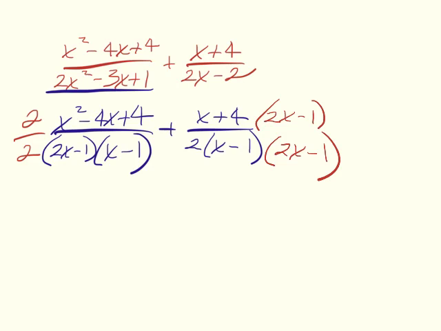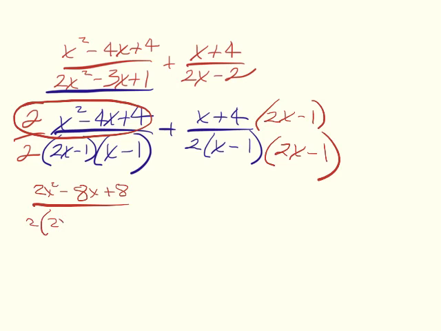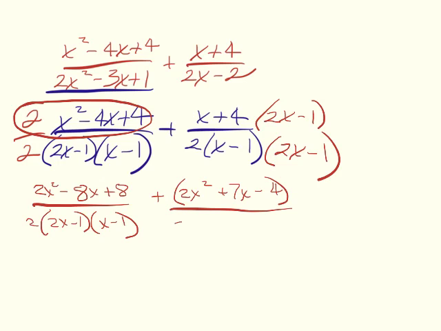So multiplying this whole thing, I end up getting 2x squared minus 8x plus 8 over my 2 times 2x minus 1 times x minus 1 plus, and I'm going to use the FOIL method for my x plus 4 times 2x minus 1, and I get 2x squared plus 7x minus 4, and I guess I don't have to put that in parentheses, and then I get the bottom.